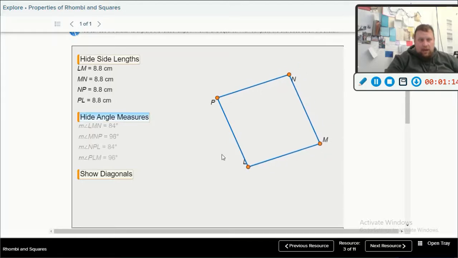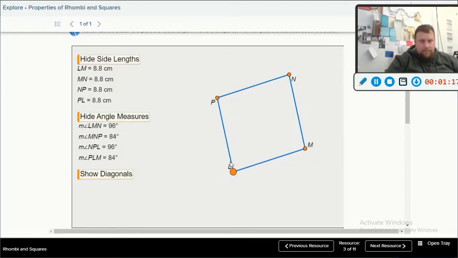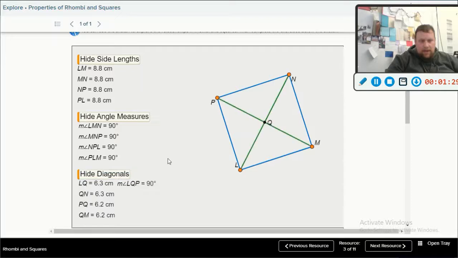Now I want to talk about angle measures. Okay? Let's try to get them all the same. Right there. Now we have a square. All the angle measures are the same. Look at that. All the sides are the same. Let's look at the diagonals.